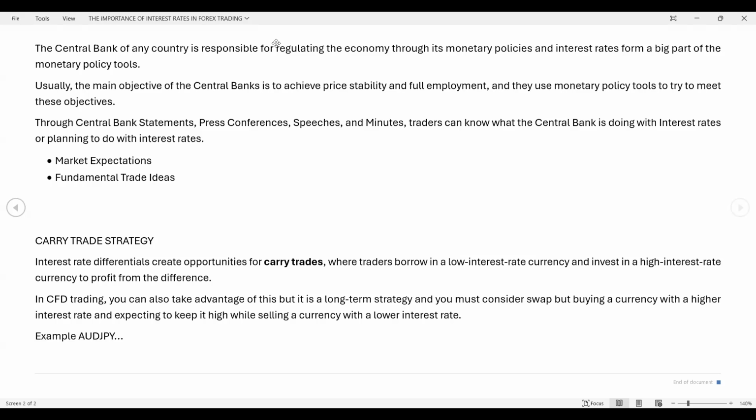So that means that if you can figure out what the central bank is doing, what they're likely to do for the next couple of weeks and months through their communication and the interest rate, you can hold that currency for a while.